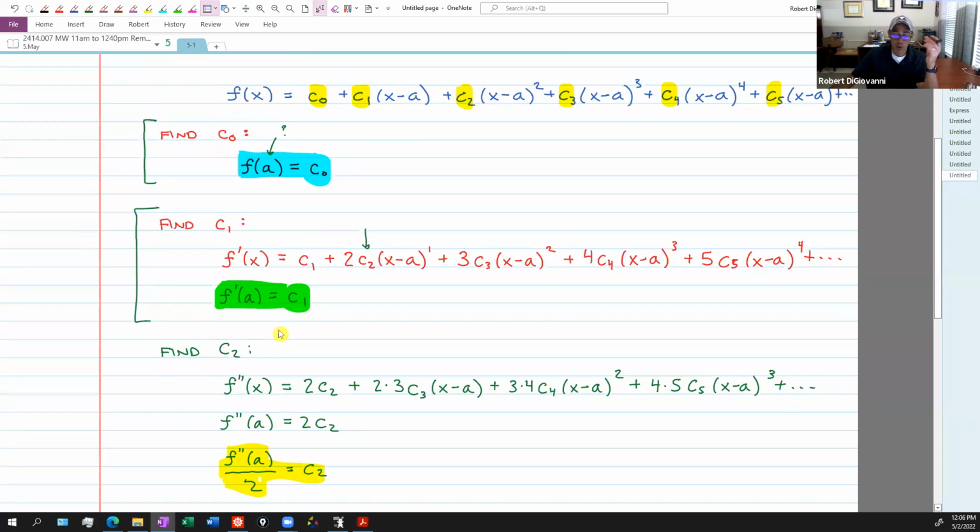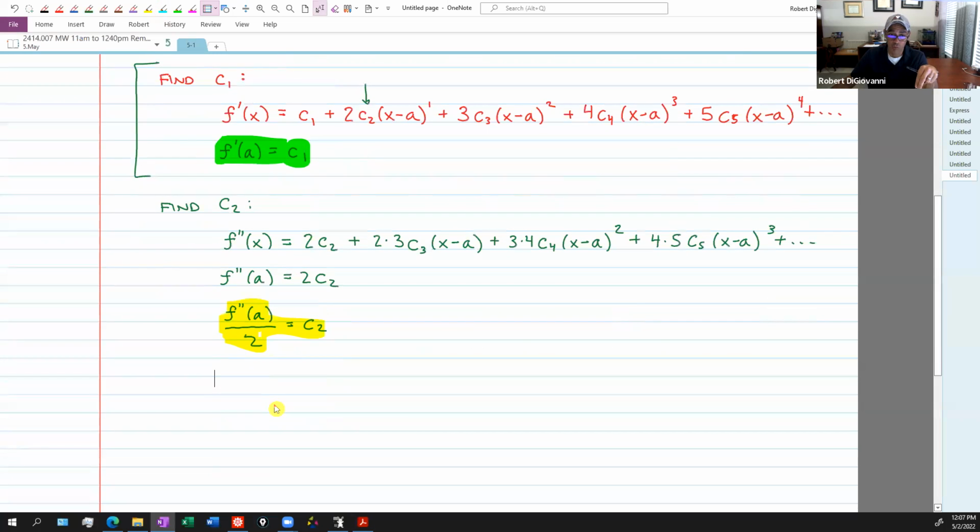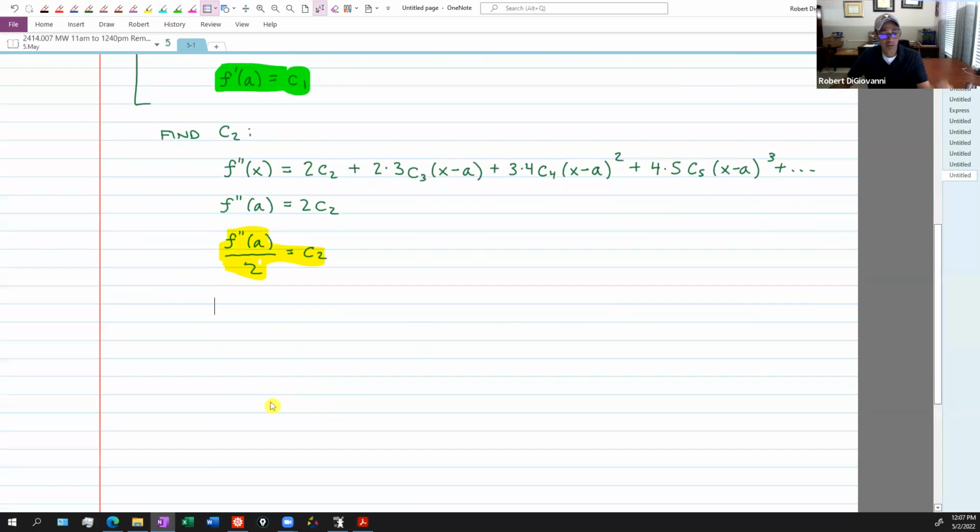So if I want to know what c sub 0 is, it's just the original function at a. If I want to know what c sub 1 is, it's just the derivative of the original function at a. If I want to know what c sub 2 is, it's the second derivative of the original function at a divided by 2. We're going to go again, okay? There's a pattern we're establishing here.